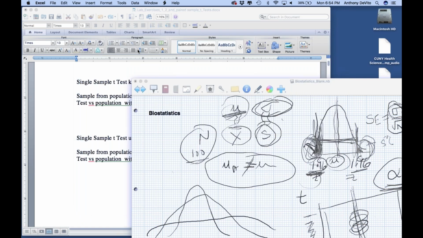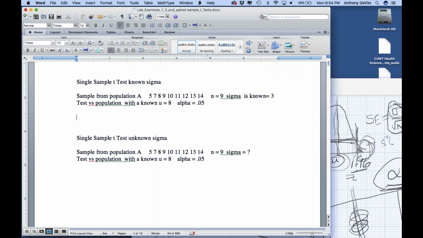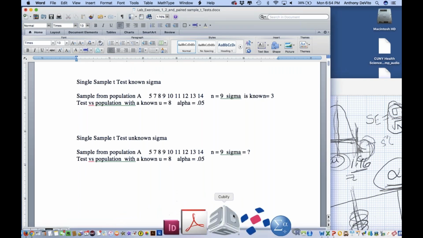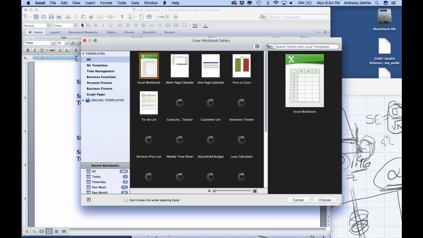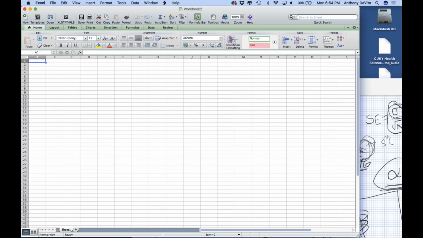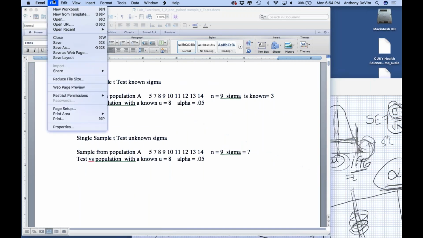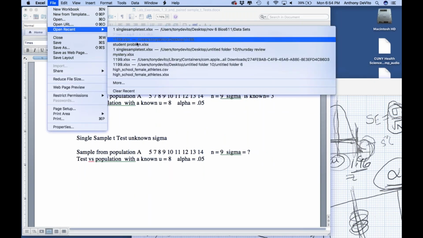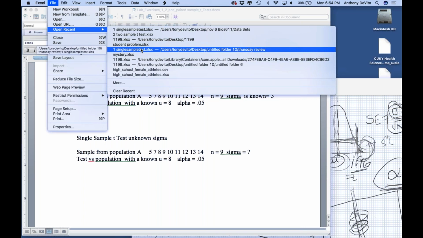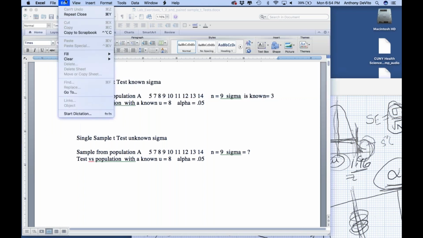Okay, let's see if this takes a few minutes to warm up. No. Okay. Excel has the same issue. Okay, we should be okay by now. Okay. Single sample test. Oh, hang on a second here.